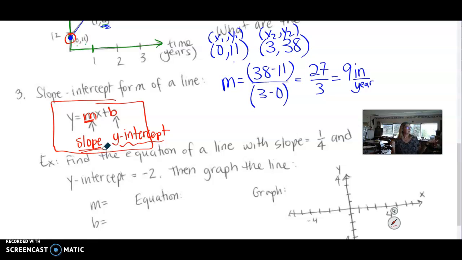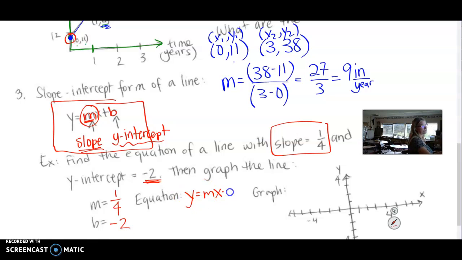An example of how you might want to use this: let's say you need to find the equation of a line with a slope equal to positive 1/4 and a y-intercept of -2, and then we're going to graph it. If the slope is 1/4, that's m in this equation, and the b value is this -2. If I replace the m and the b with their values, I get y equals 1/4 x minus 2. You can put plus a -2, but you can also just write -2.